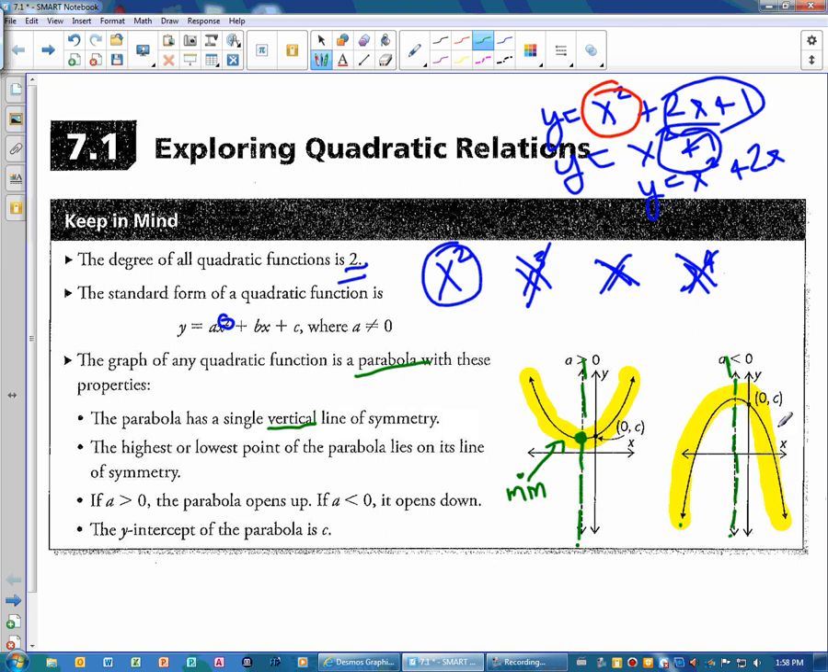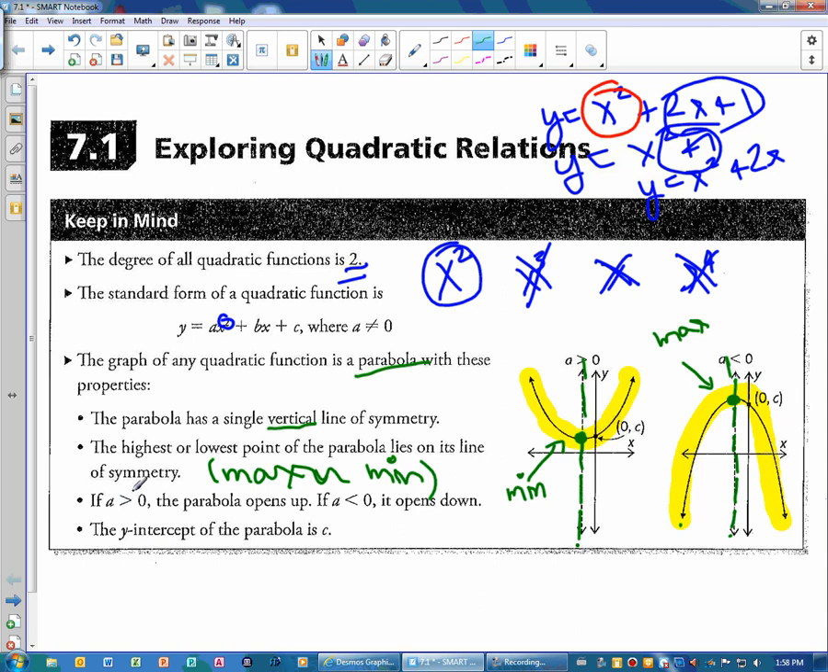Or if the parabola opens downwards, this vertex is the highest point, and so we'd call that a max because, of course, it's the maximum point in terms of height that we will ever have for the parabola, because the parabola opens downwards forever, okay? So the highest or lowest point on the parabola lies on its line of symmetry, and we call it a max or a min. But in either case, it's the vertex. The vertex is the highest or lowest point of the parabola.